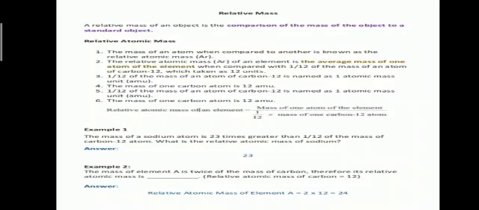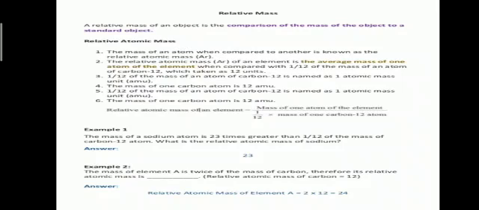The mass of one carbon atom is 12 AMU, as its atomic number is 6 and atomic mass is 12. So 1 by 12 of the mass of an atom of carbon 12 is named as 1 atomic mass unit. The mass of one carbon atom is 12. Relative atomic mass of an element is the mass of one atom of the element by 1 by 12 of the mass of one carbon 12 atom.